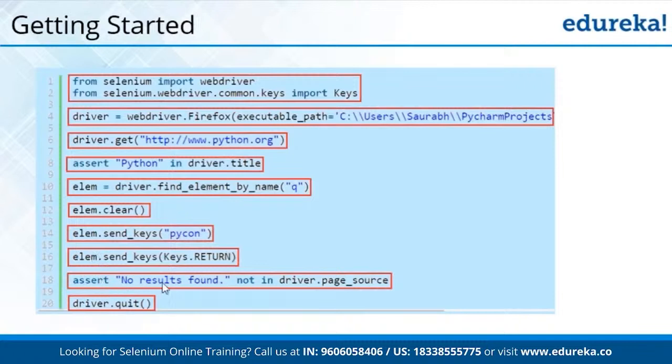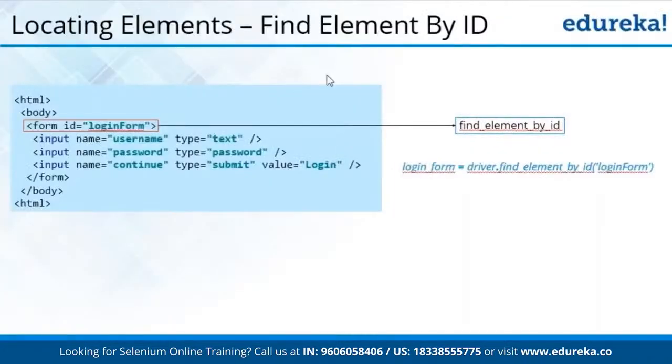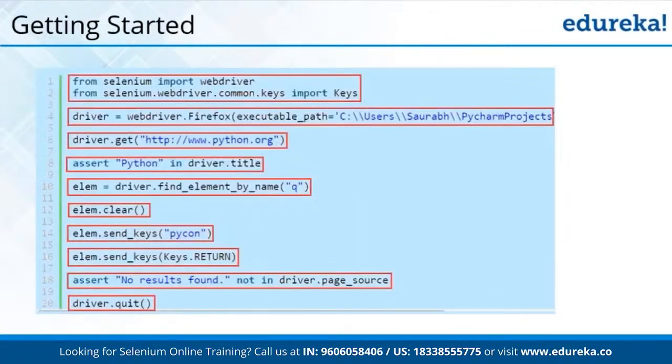Then comes the assert again. Now it says "No results found" not in driver.page_source. So basically it is again doing the assert, but this time it is trying to assert with the help of page source. Then driver.quit is helping you to quit the browser driver. So basically the exe file that you have executed, you are quitting that exe. Okay, so if you look at this particular script again, what are the things that we are not aware of?